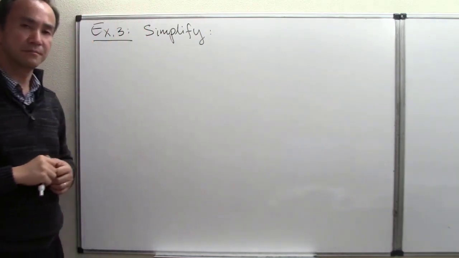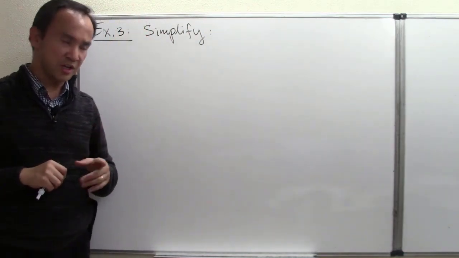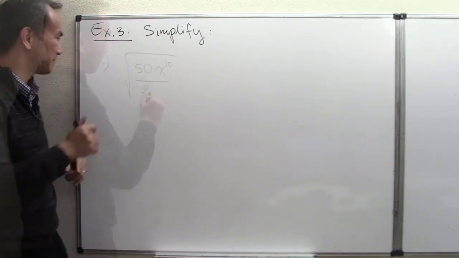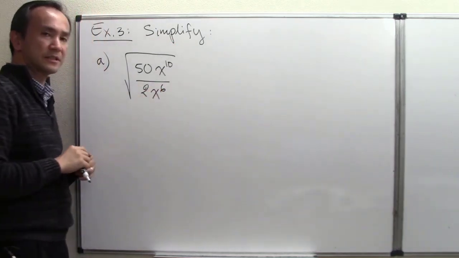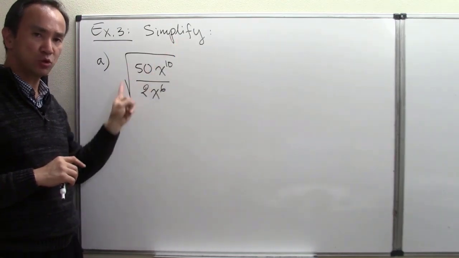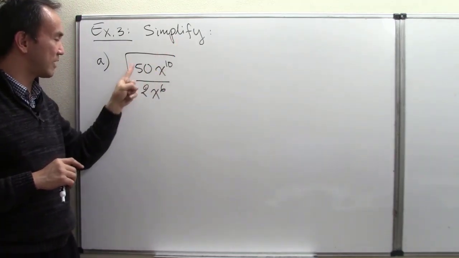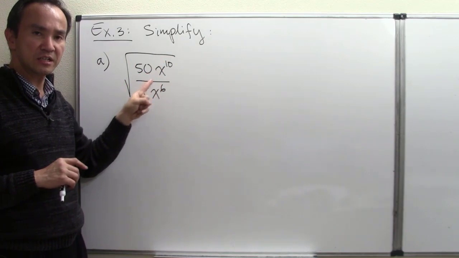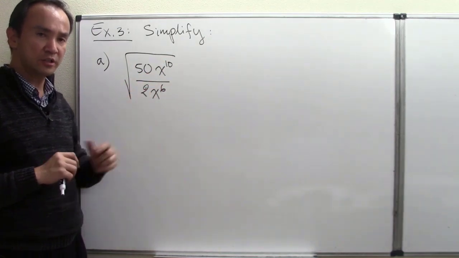All right, so let's look at our example 3, where we are instructed to simplify. The first problem in example 3, we are instructed to simplify the square root expression. We have the square root of 50x to the 10th all over 2x to the 6th.